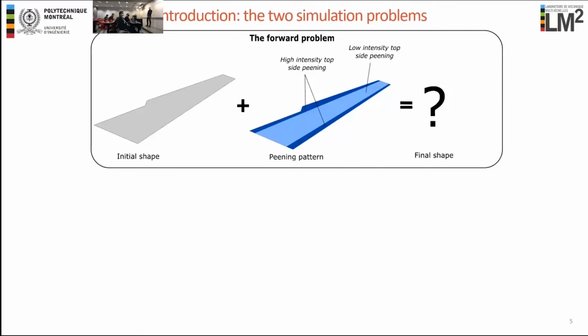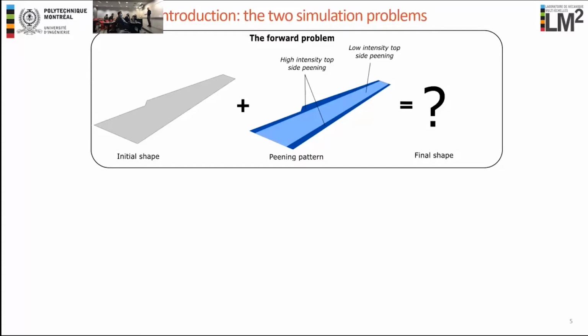Talking about the peen forming simulation, the engineers here face two types of problems. The first one is the forward problem. It means determining the final shape of the component, providing with its initial shape and the peening pattern. This peening pattern is essentially a map of the treated segments and of the intensities applied to each segment. So numerical resolution of this problem might be useful to rapidly simulate corrections introduced in an already existing forming procedure.